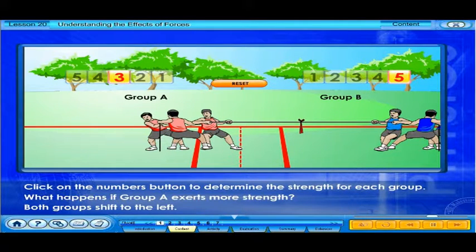Both groups shift to the left. What happens if Group B exerts more strength? Both groups shift to the right.